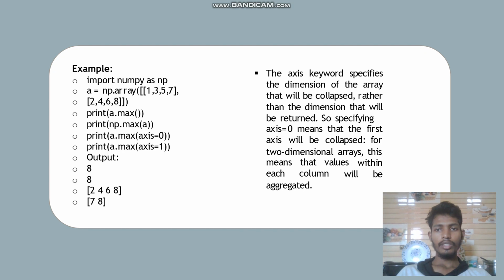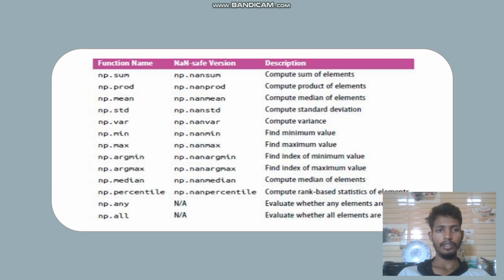The axis keyword specifies the dimension of the array that will be collapsed rather than the dimension that will be returned. So, specifying axis equals 0 means that the first axis will be collapsed. For two-dimensional arrays, this means that values within each column will be aggregated.